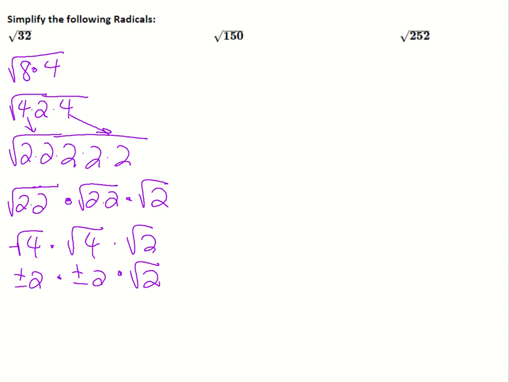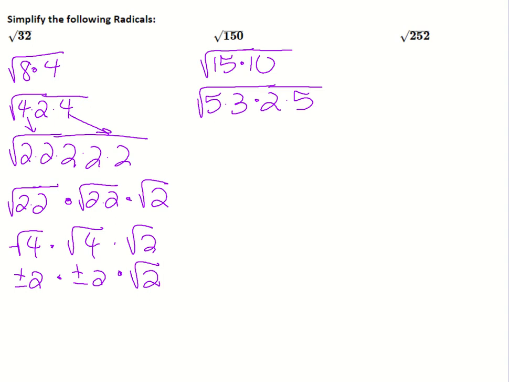So let's do 150. Okay, this time I broke it all the way down into primes. Maybe this time I won't. So I can do 15 times 10. Okay, I'm trying to find pairs. I don't have a pair yet, so I'm going to go square root of 5 times 3 times 2 times 5. Well, now I have a pair.